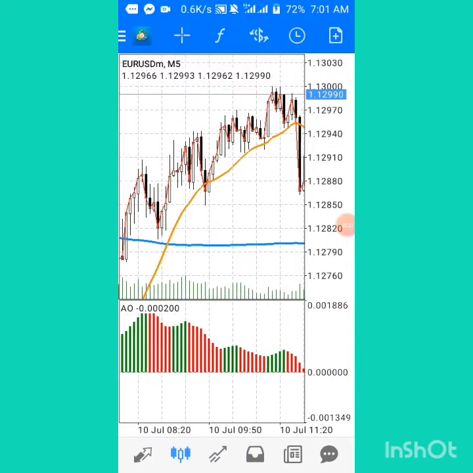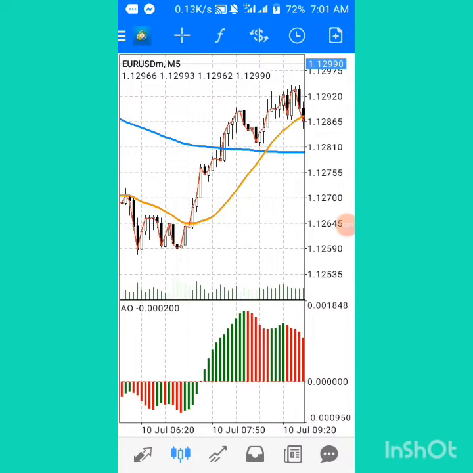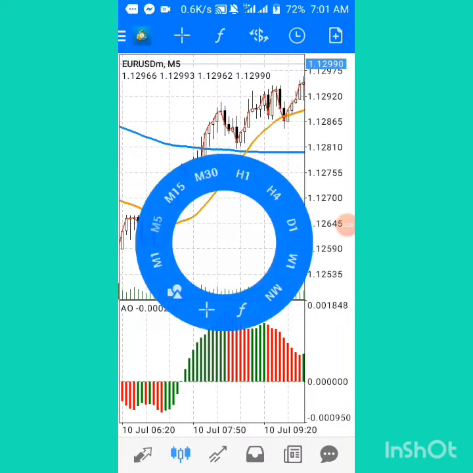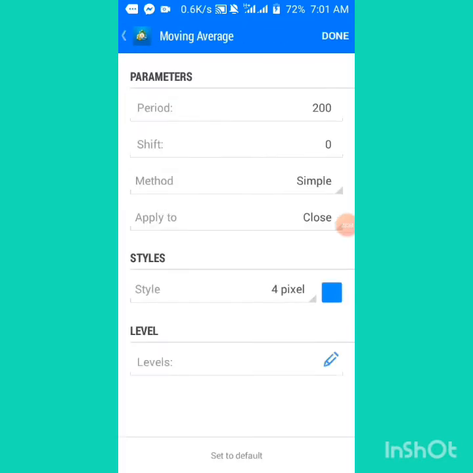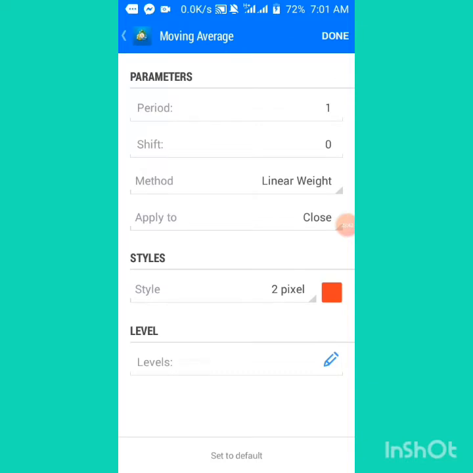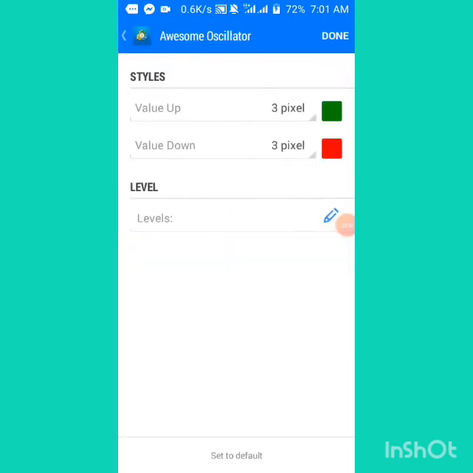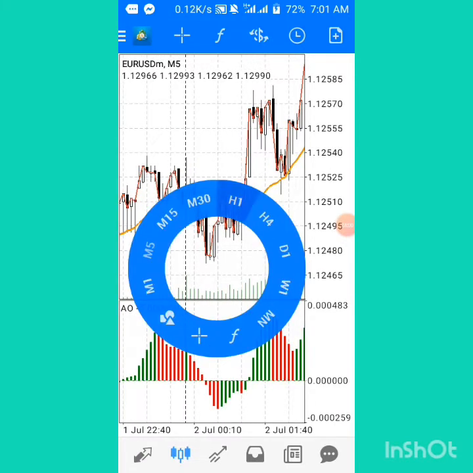So I have the 200 moving average, which is the blue line. 200 simple moving average. Let's go to indicators. You have the 21 simple moving average as the orange line. Then you have the 1 linear weight moving average as the red line. Then we added the awesome oscillator to just give us additional guide. So if we are going to trade Euro USD, the market is closed right now.